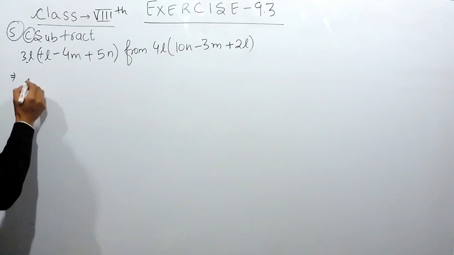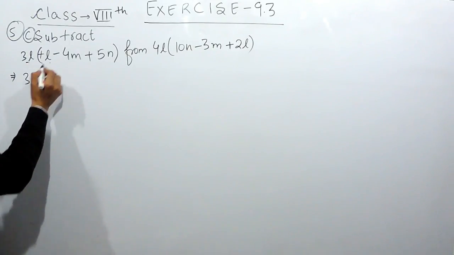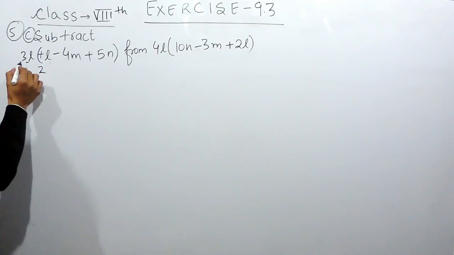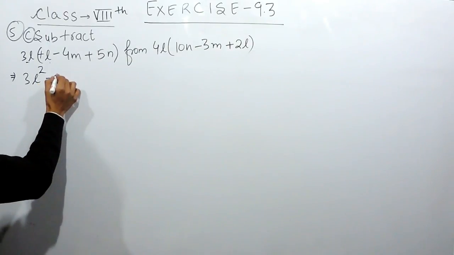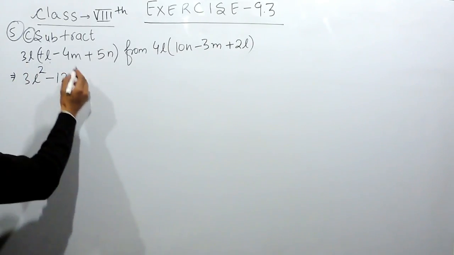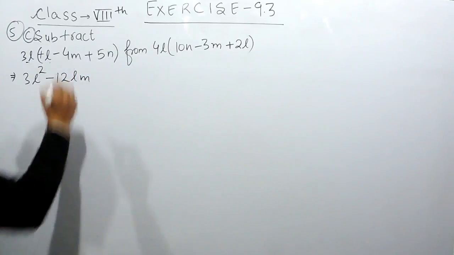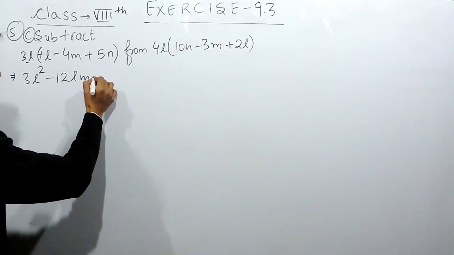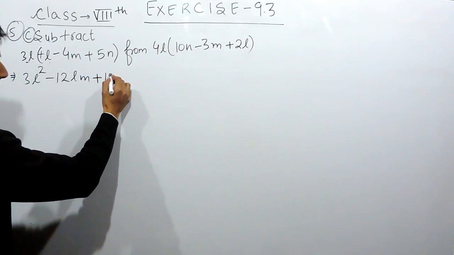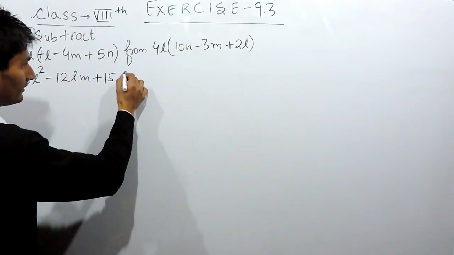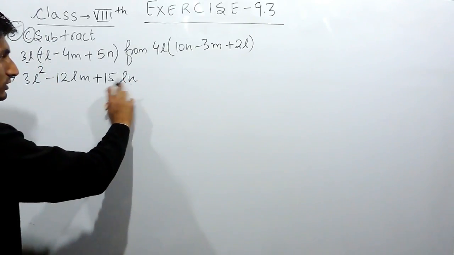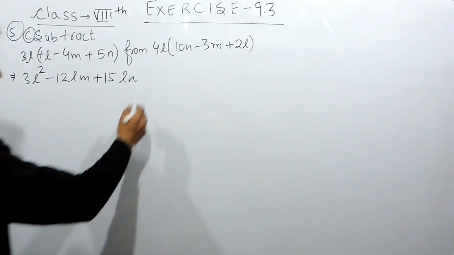So 3L multiplied by L, the base is the same, so this will become 3L square. After that, 3 multiplied by 4 will be 12, because constants can be multiplied together, and L and M when multiplied will give us L multiplied by M. Now there will be plus 3 multiplied by 5, which is 15, and L multiplied by N will give L multiplied by N, because these are not like terms, so they can't be combined.